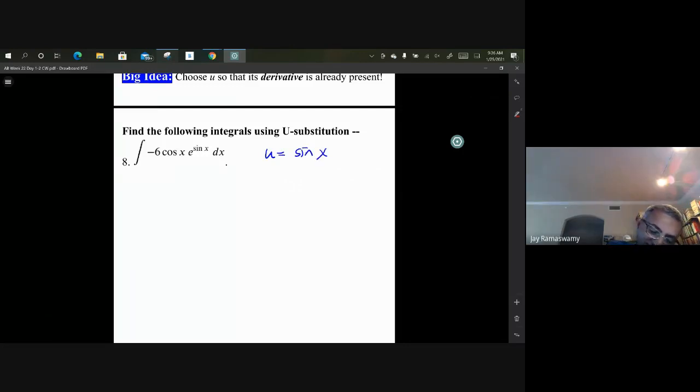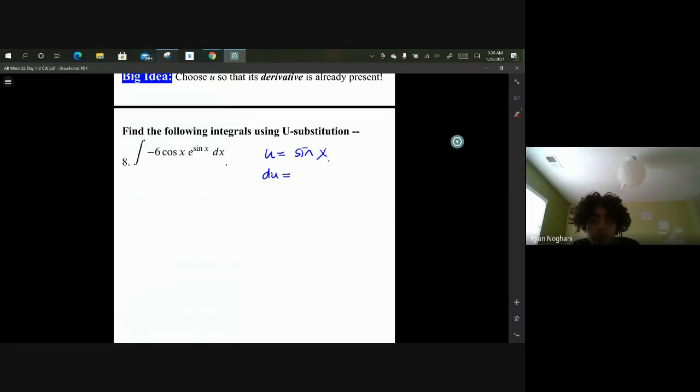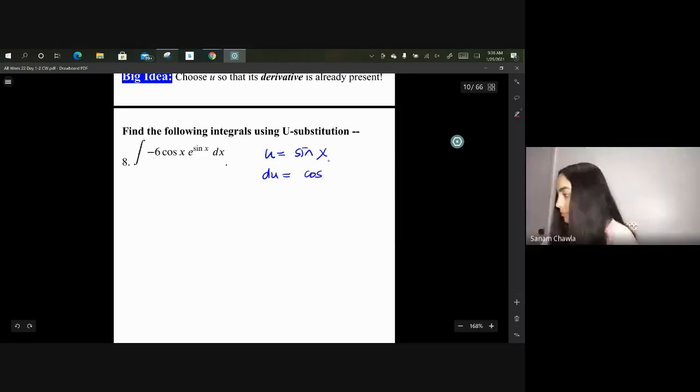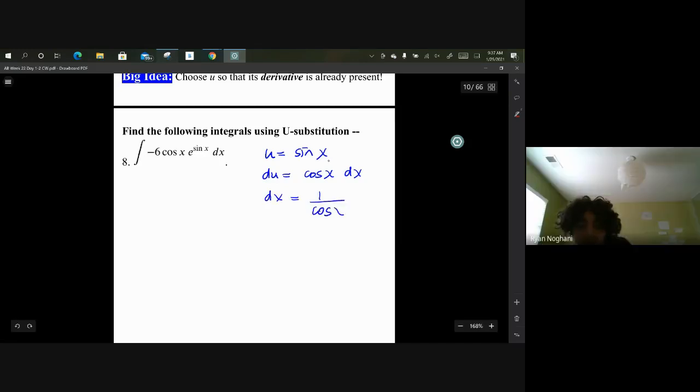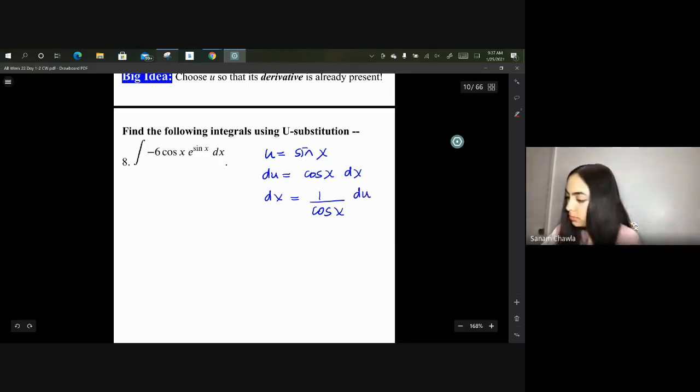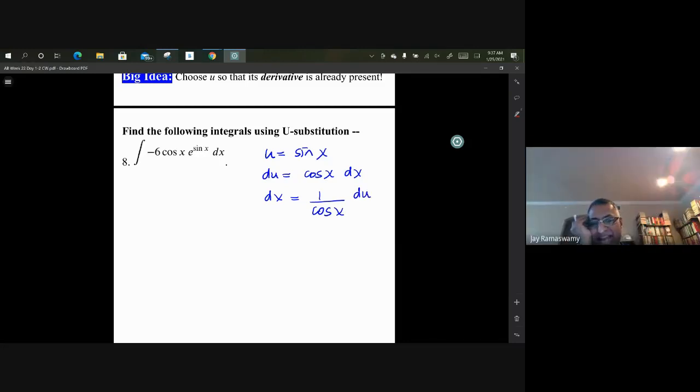Therefore, du equals, oh, cos x times dx. We're taking derivatives, right? Yes. Next step. Therefore, dx equals 1 over cos x times du. Everybody okay with these 3 steps? This will happen mechanically for every problem.